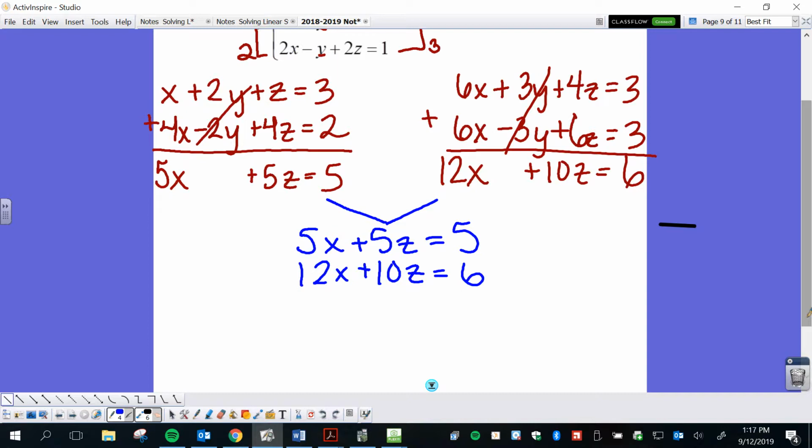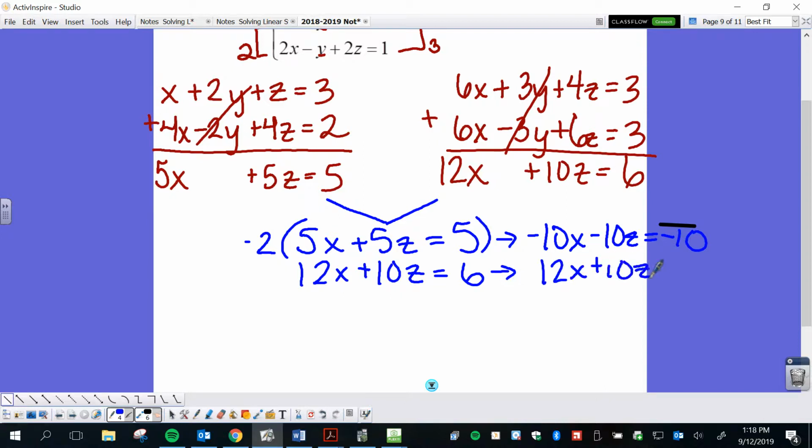Z, right? Because I can make 5 into 10. I don't want to generate 60, right? I don't want to do that. So we'll take our top and we'll multiply it by what? 2. We have a positive 10. I want to make that one negative. So I'm going to multiply it by negative 2. So I'm going to go off over here and rewrite that. So that makes negative 10x minus 10z equals negative 10. And then I'm not changing the bottom one, so I'm bringing it over as 12x plus 10z equals 6.